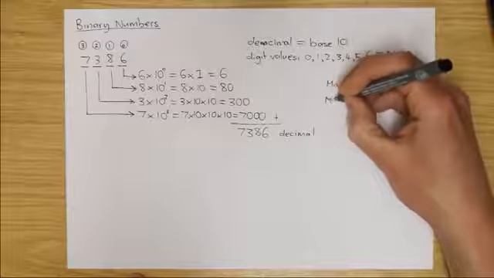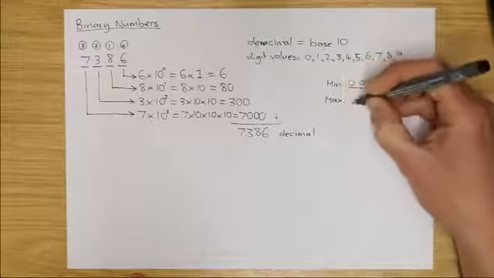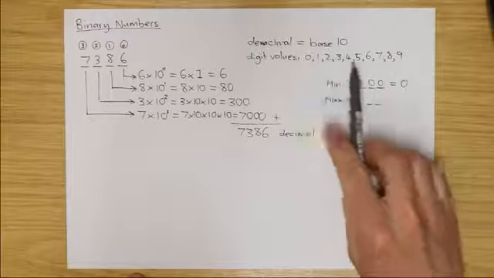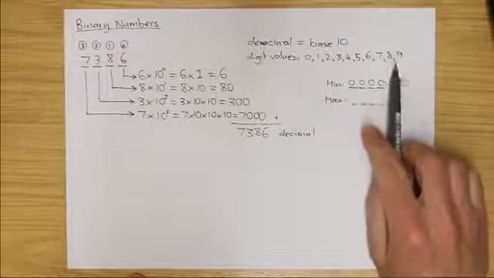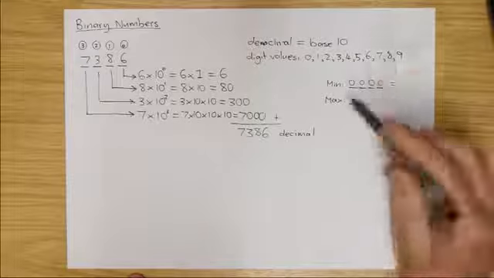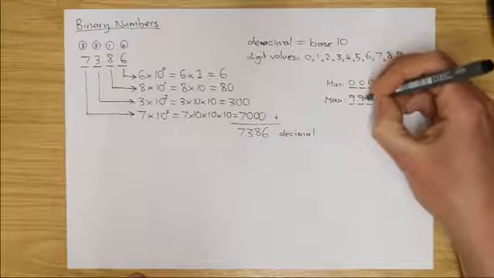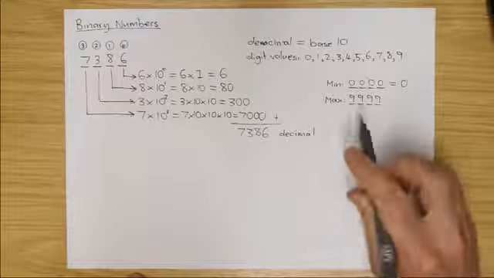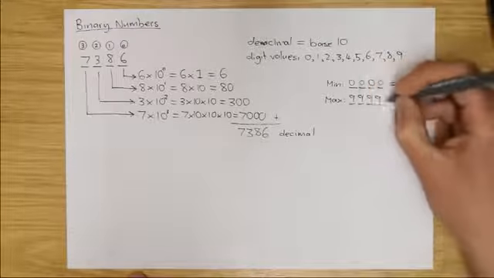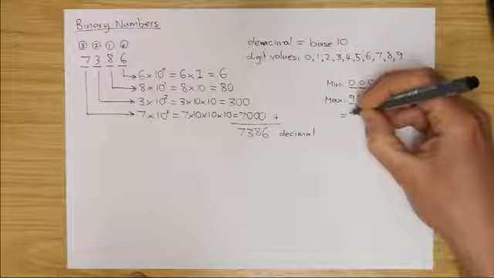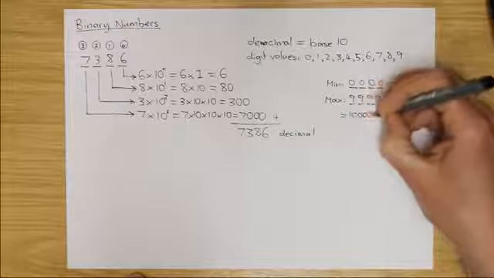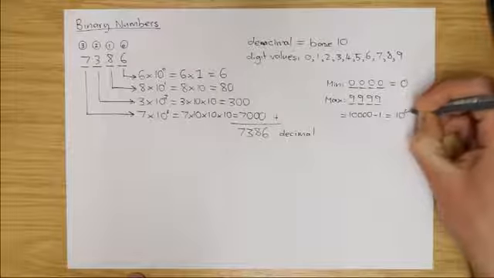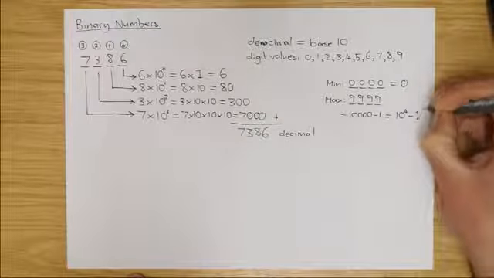Conversely, the maximum value that we could have got for our 4-digit decimal number would be obtained by choosing the biggest digit value that we could for all 4 digits, which is 9. Now that number, 9,999, is equal to 10,000 minus 1, which can also be written as 10 to the power of 4 minus 1.